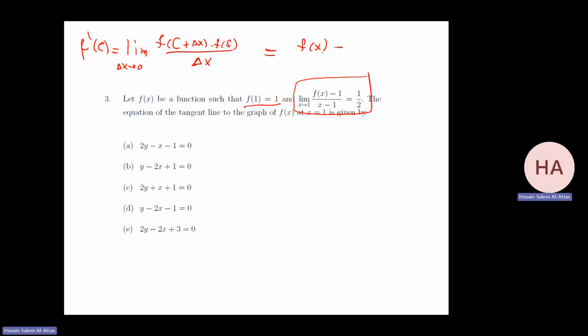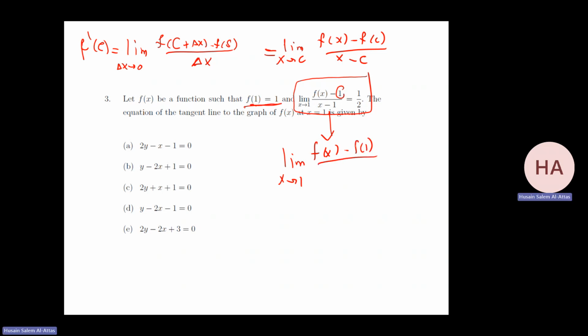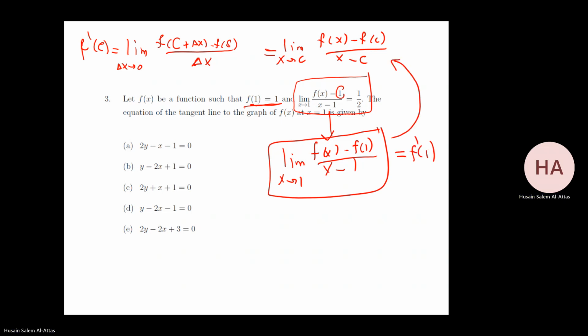C, which is the same as the limit as x goes to c of f of x minus f of c over x minus c. These two are the same formulas. So if you look at this, it is the limit as x goes to 1 of f of x minus f of 1 over x minus 1. According to this formula, this is the same as f prime at 1, which is the slope of the tangent at x equal 1.